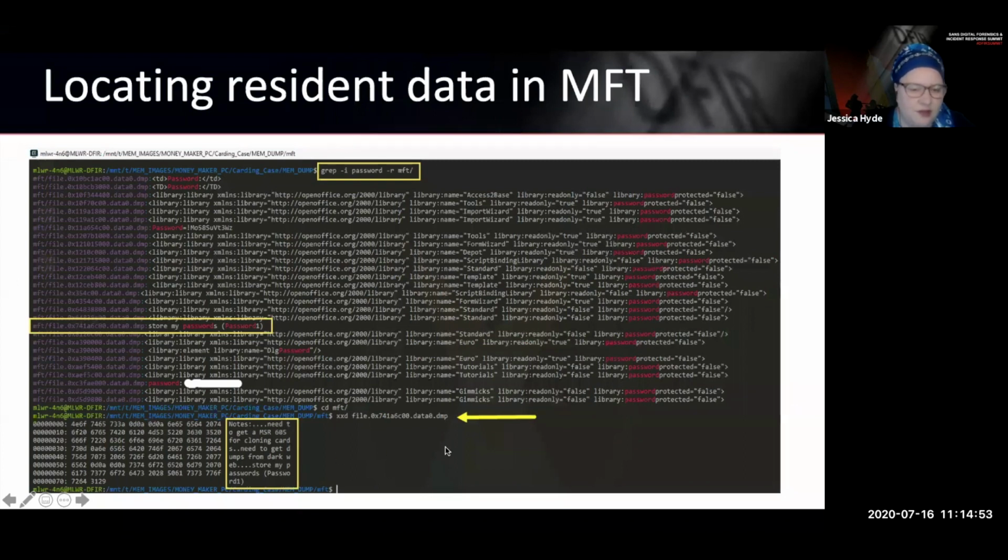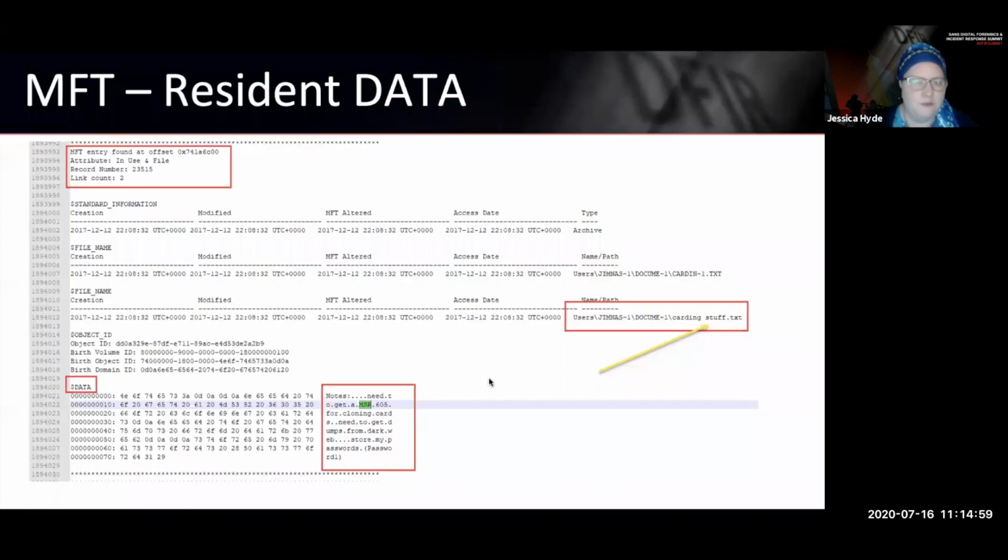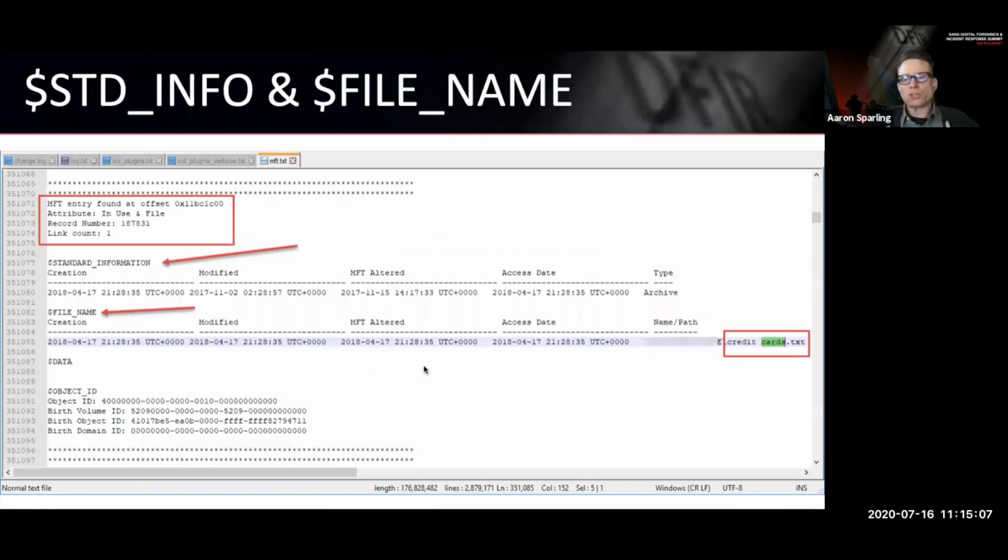So we see a note: needs to get MSR 605 for cloning card, need to get dumps for dark web. So really interesting stuff there. And that resident data, saving out that file, now you have that information and you don't even have disk yet. And so there are two ways that you can look at that information, which is kind of nice.